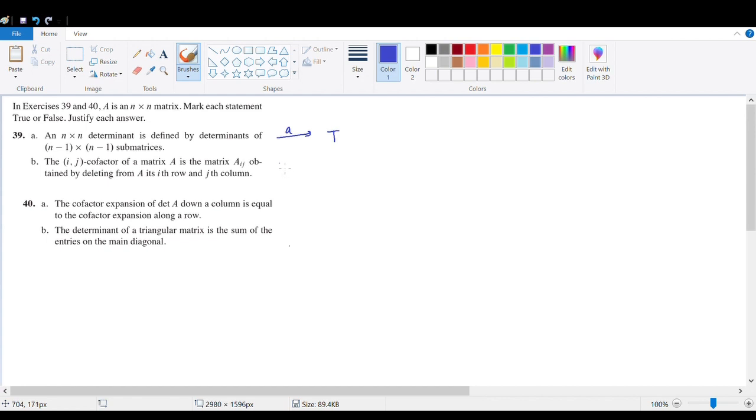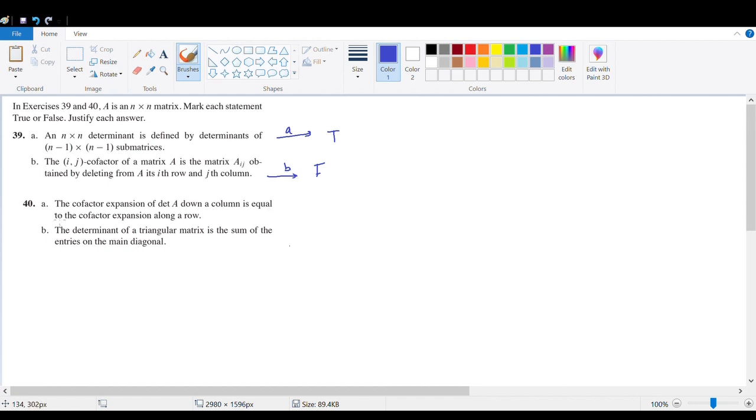Then B, the ij cofactor of a matrix A is the matrix Aij obtained by deleting from A its ith row and the jth column. This one is false because we say that the cofactor is minus 1 to the power i plus j multiplied by the determinant of Aij, obtained by crossing out the row and the column in that same place. So B is false.